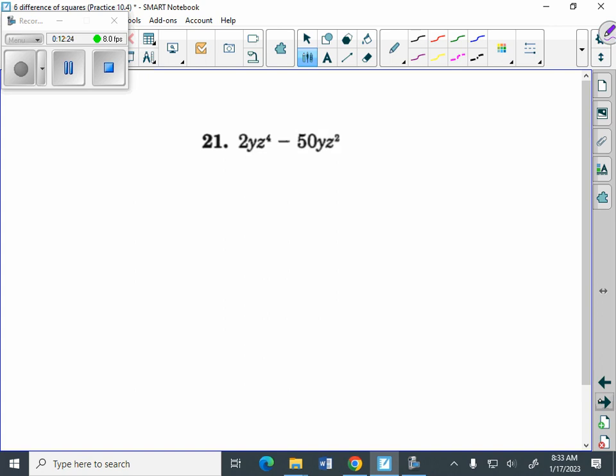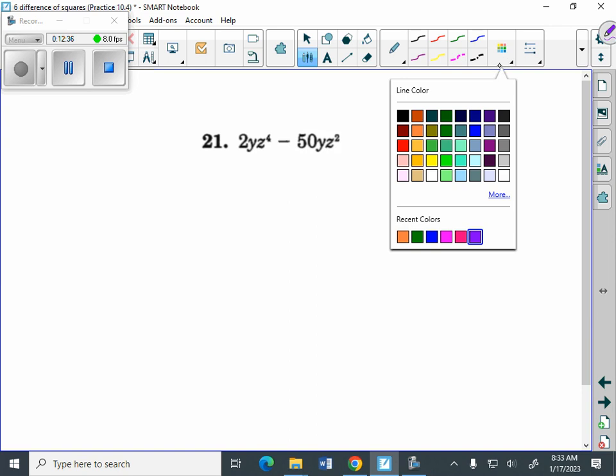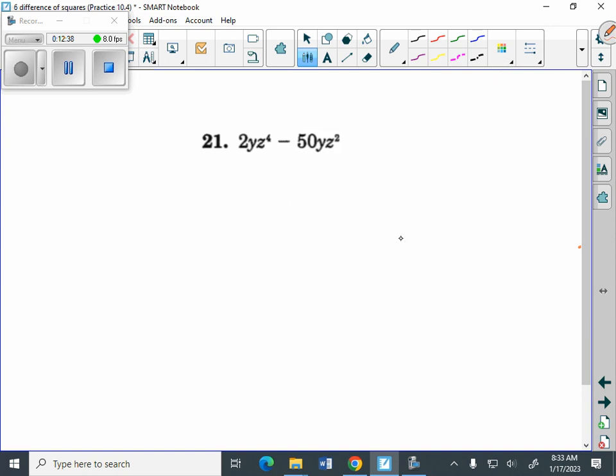Once again, every single factoring problem we do, we should glance at it at first and ask, do we have a greatest common factor? And as we glance at this problem, we do have a greatest common factor. In fact, we've got the biggest number that divides into 2 and 50. That's 2.